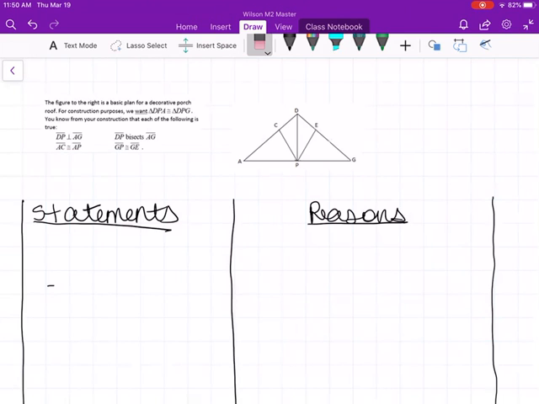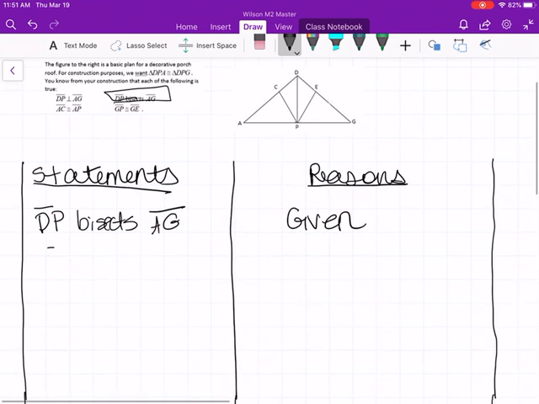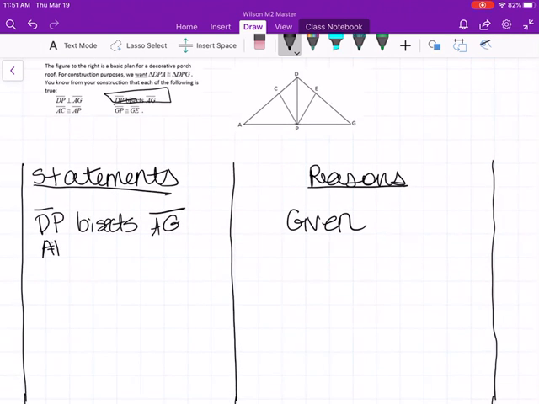the triangles better. Alright, so here we go. Our first statement is going to be that DP bisects AG. I know that because it is given right up here. Next, following from that, AP is congruent to PG because DP bisects AG. We know that bisects means that it's cutting it in half. So that's the definition of bisector.